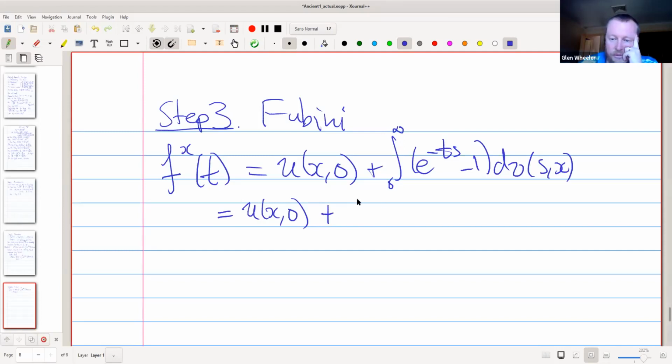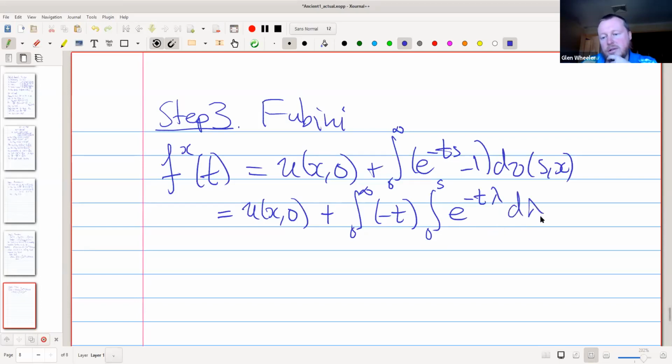So first I want to integrate minus t. I'm going to look at this term as the integral from 0 to s of e to the minus t, and I need to introduce a lambda, d lambda, d nu. So this is just integration. And now I'm going to swap these measures using Fubini.